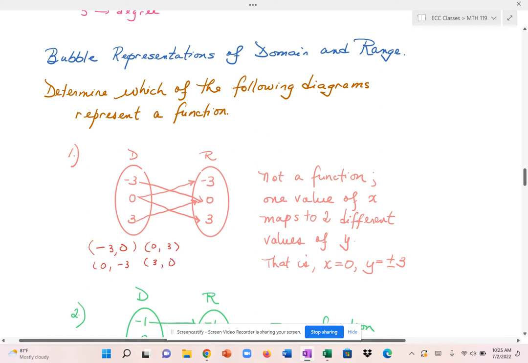This is not a function because of this relationship and this relationship. I have 2 different y's for one single x. So when x is 0, y is +3 and -3. So you can pick out whether a relationship between x's and y's reflects a function by looking at a bubble diagram like this.